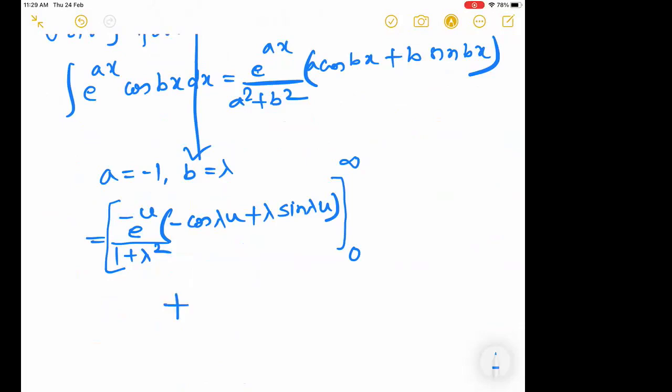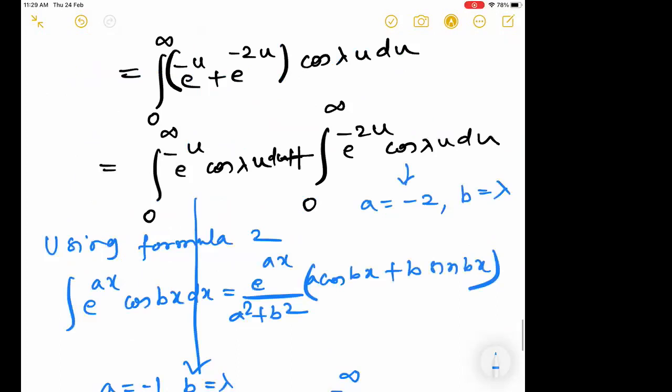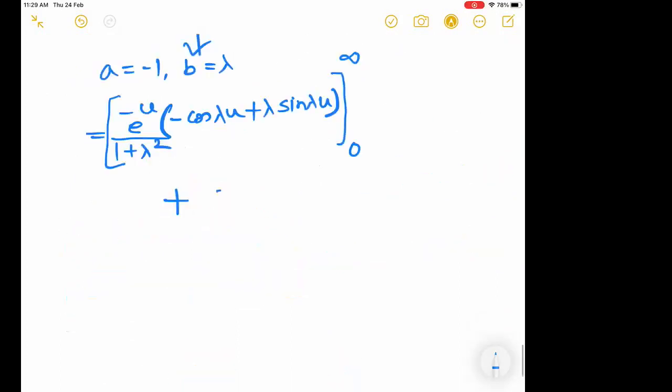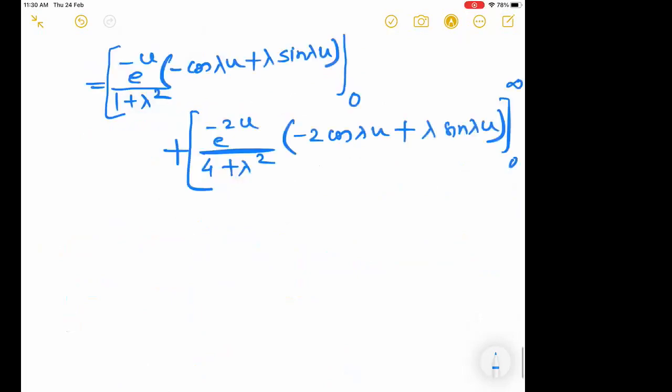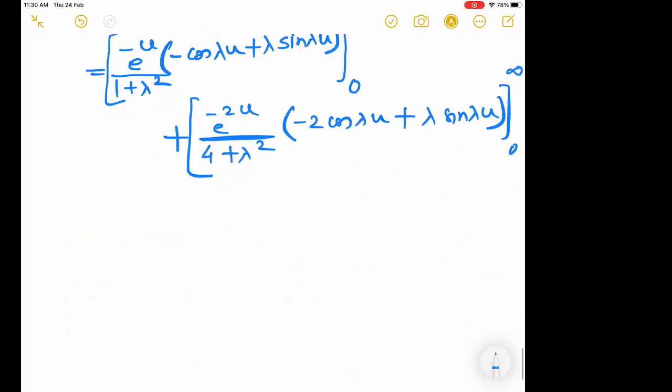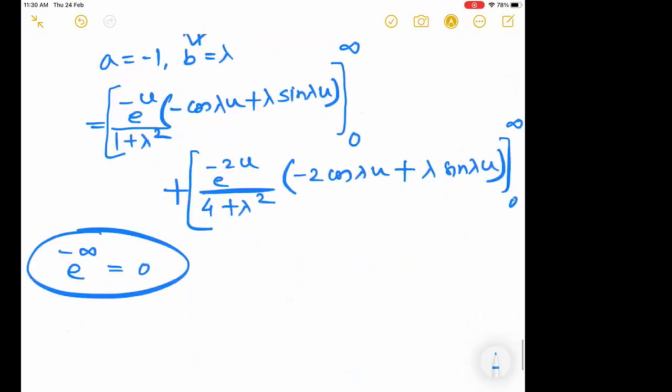Plus the second integral answer, where a is minus 2 and b is lambda. So e raised to minus 2u upon (minus 2) square plus lambda square, that is 4 plus lambda square, into (minus 2 cos lambda u plus lambda sin lambda u), in the limits 0 to infinity for this also. And one more thing before simplification, this should be known: e raised to minus infinity is always 0. So the upper limit answers for both are 0.